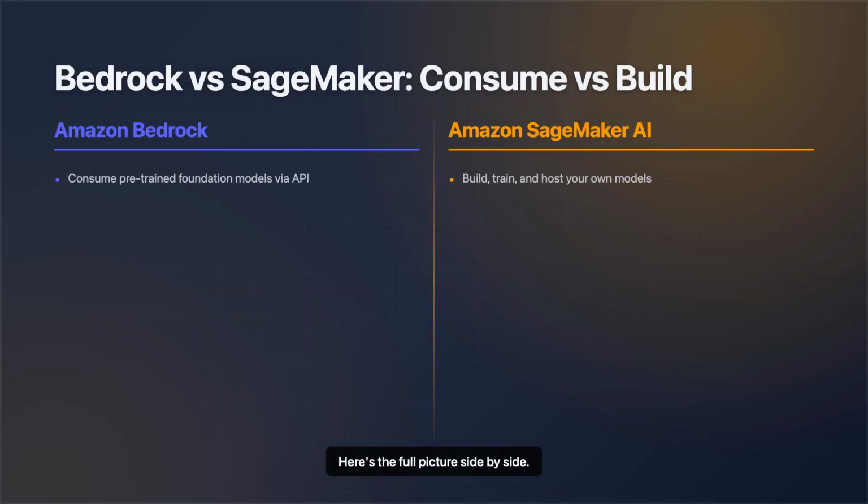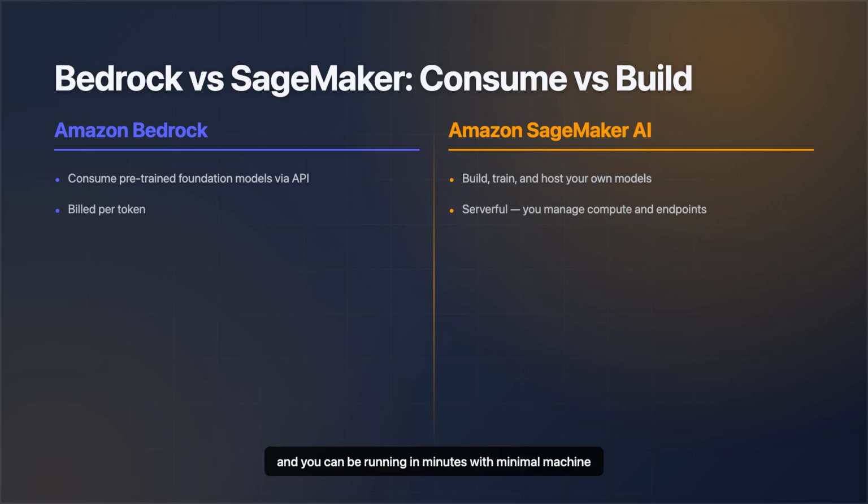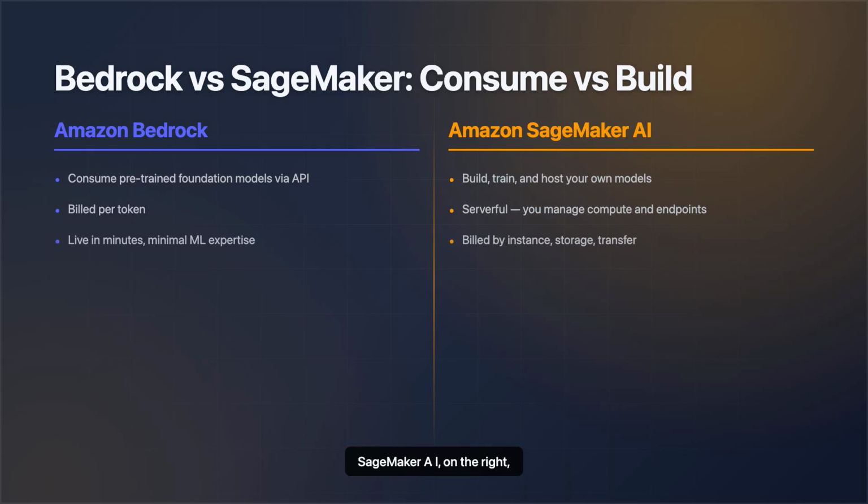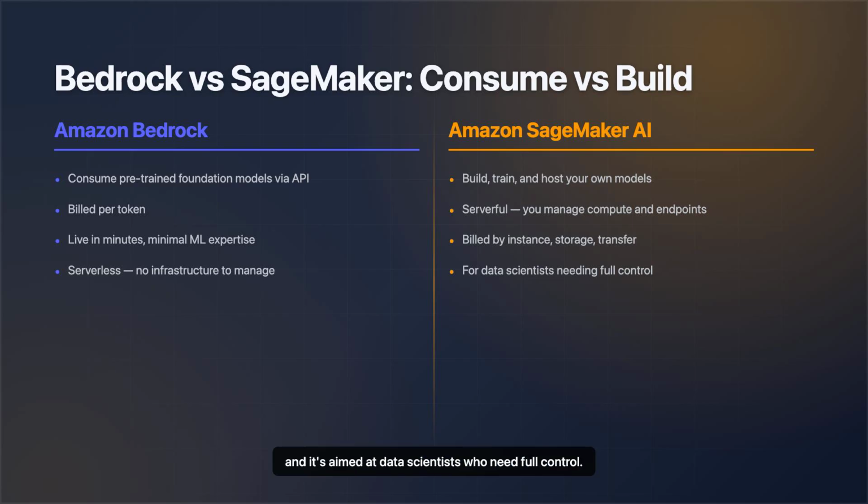Here's the full picture side by side. Bedrock, on the left, is for consuming pre-trained foundation models through an API. It's billed per token, and you can be running in minutes with minimal machine learning expertise. It's also serverless, so there's no infrastructure to manage. SageMaker AI, on the right, is for building, training, and hosting your own models. It's serverful, so you manage the compute and the endpoints. You're billed by instance, storage, and data transfer, and it's aimed at data scientists who need full control. One consumes, the other builds.